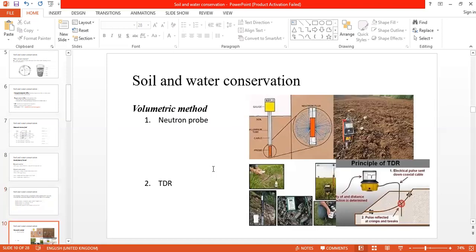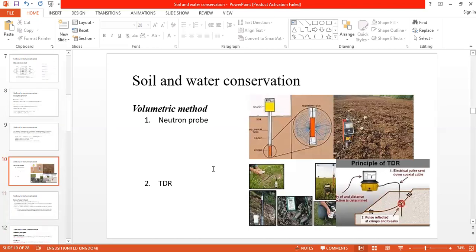But apart from using this method where you go to the field and you sample the soil, there are other gadgets which have been developed, which you just put in the fields. They are sensors per se. You just place them in the soil, and they are able to estimate the volumetric moisture content in the soil. So you don't have to get the soil and take it to the oven and then weigh it.